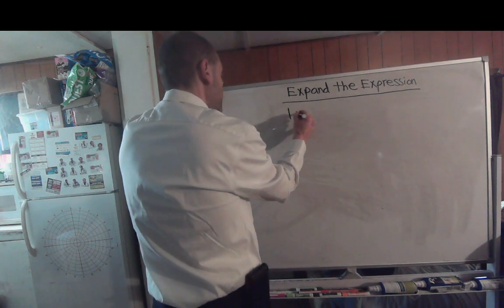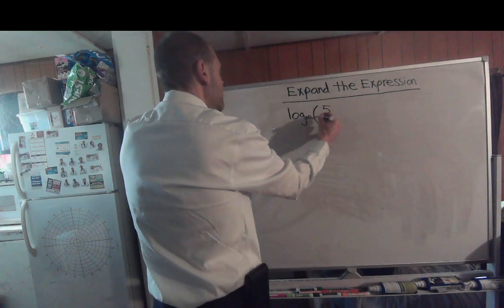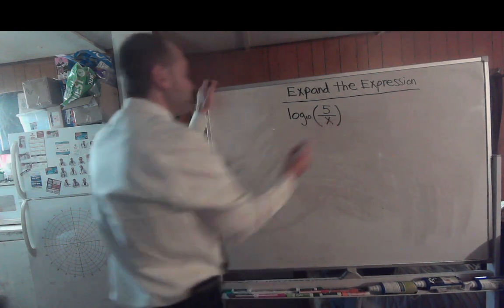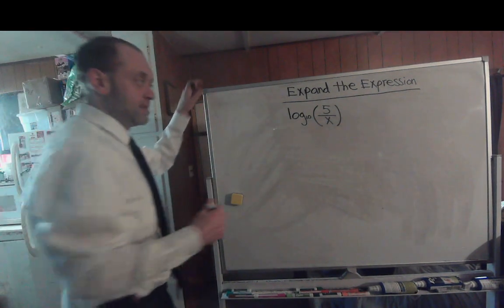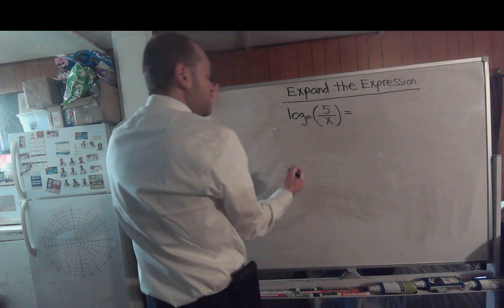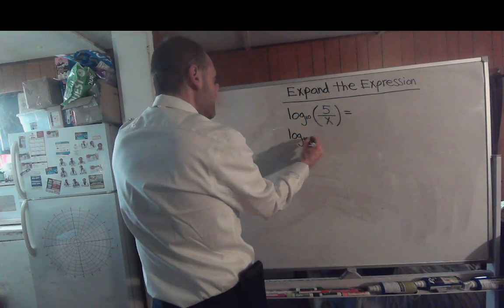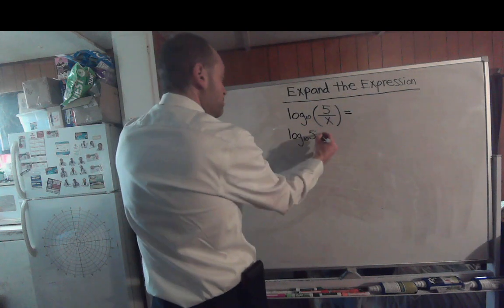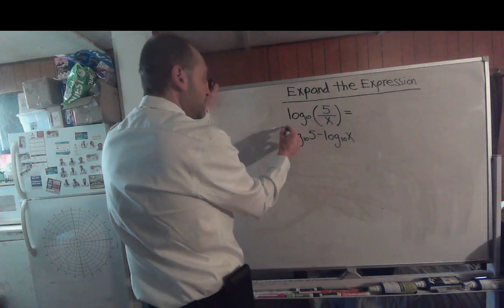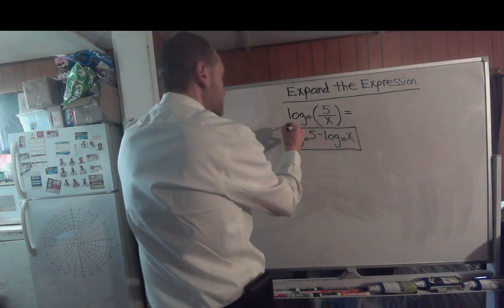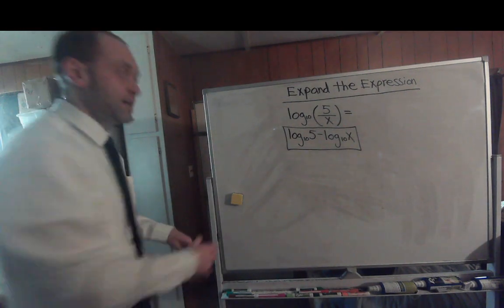Now, on the other hand, let's say we have log base 10 of 5 divided by x. So we have a quotient rule. So this would be a difference of two logs. This would turn into log base 10 of 5 minus log base 10 of x. And that would really, honestly, truly be the best we could get.